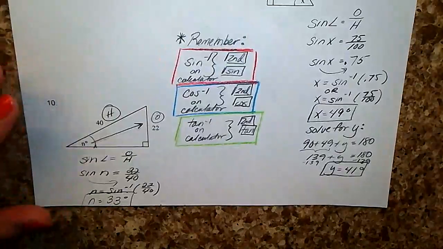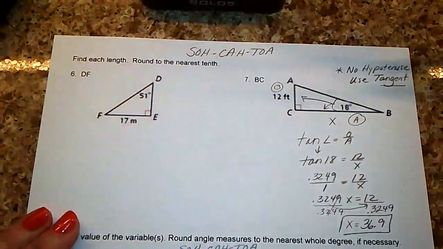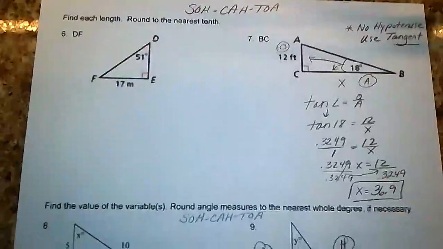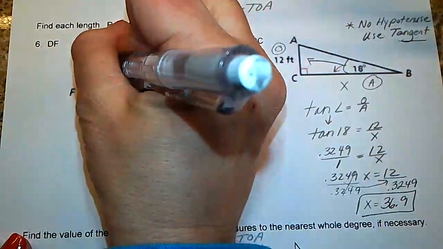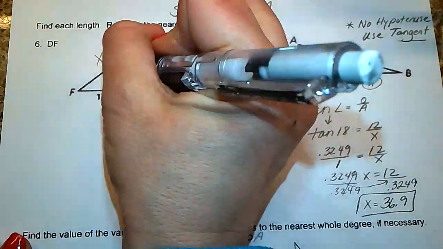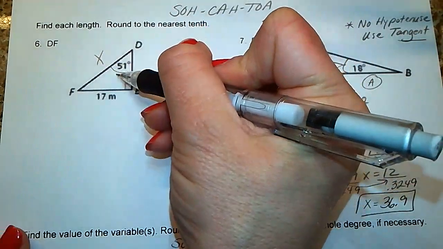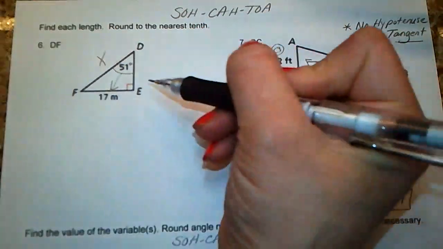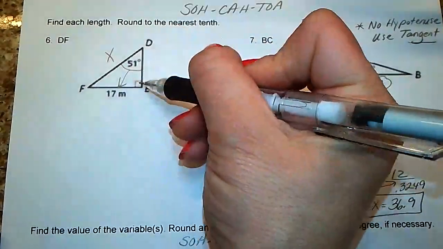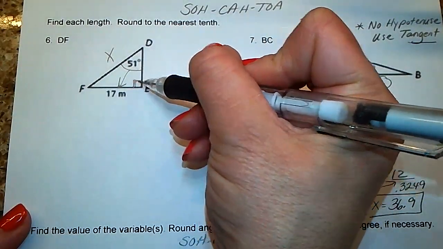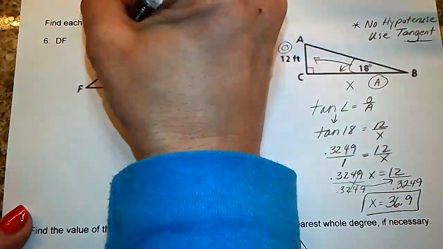Okay, so over here on our next page, up at the top, it's asking us to find a specific side. So again, we're going to find DF. It's all about the angle that is given to you. So the angle given to you is the 51. Across from the 51 is 17. And of course, the side across from the right angle there is our x. So we have an opposite and we have a hypotenuse.